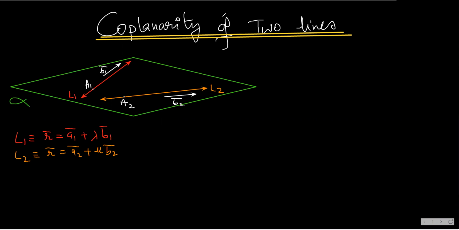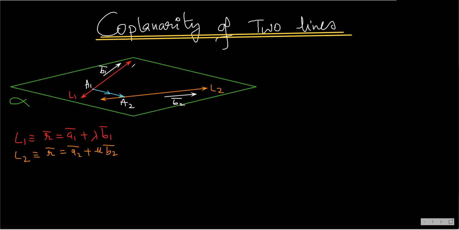Now tell me, students, if I join the point A1 with point A2, what do I get? I get a vector which is A1A2 bar. Now if I make a statement that A1A2 bar is a vector lying in plane alpha, is the statement true? Yes, the statement is true.